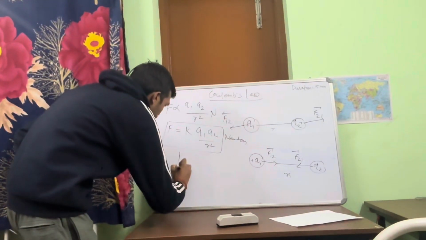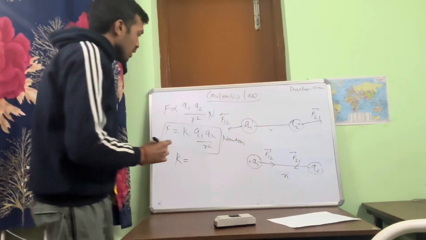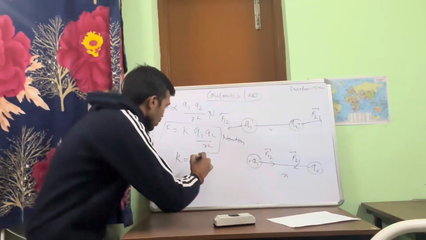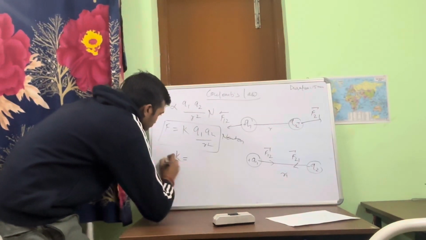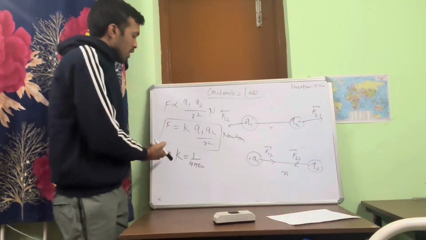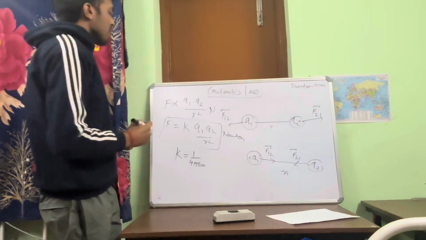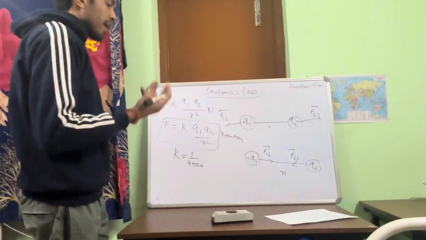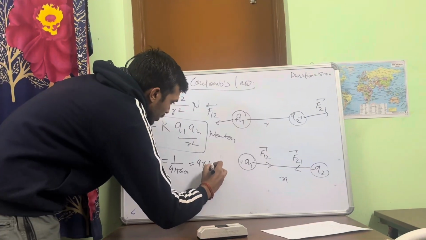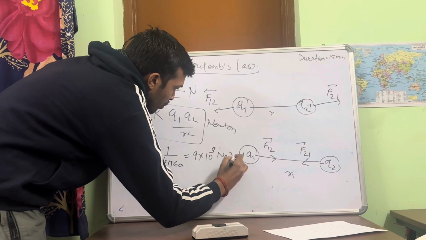And here K is the proportionality constant, basically Coulomb's constant. For different media, the value of K can vary. So for air, the value of K is 1 upon 4 pi epsilon, where epsilon is the permittivity of air. So the total value of K is 9 into 10 to the power 9 Newton meter square per Coulomb square.